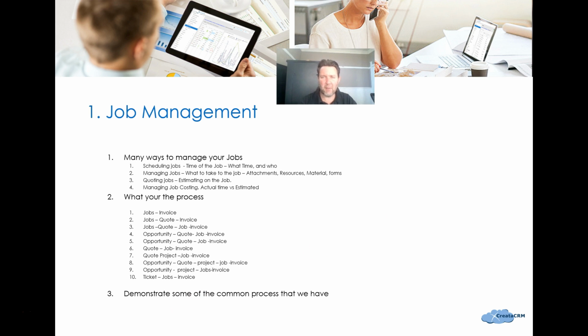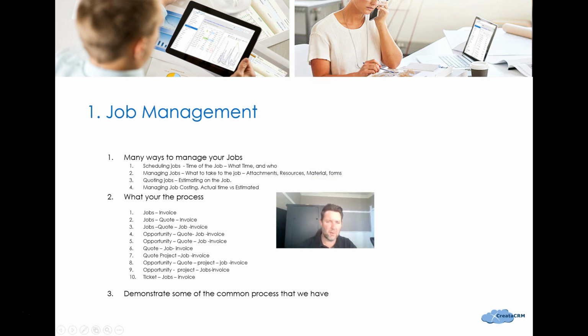We think of job management as four major components, how we use it, which is scheduling, managing jobs, quoting jobs, and managing job costings. And the key thing we find is, what is your process? We work with you and do an onboarding with you on what process you want to start and finish with it, because you can have so many things, and we've listed 10, and there's a lot more you can do, from start to job invoicing, all the way down from tickets and help desk to jobs as well. So we cover all the different scenarios that you may have.